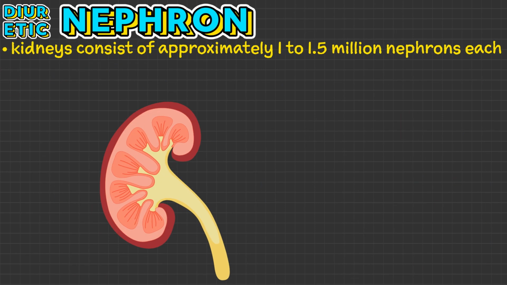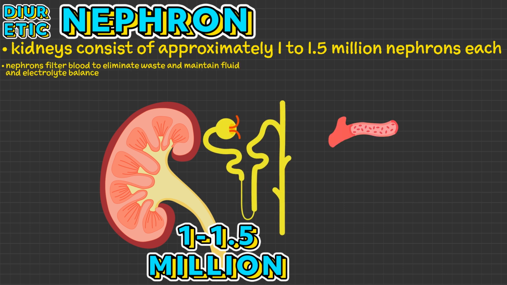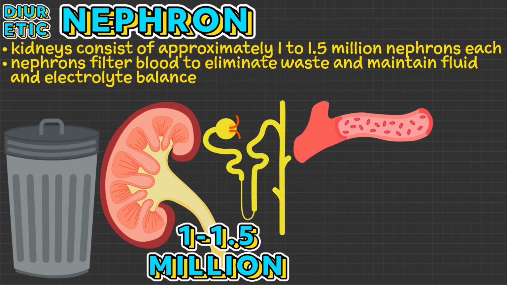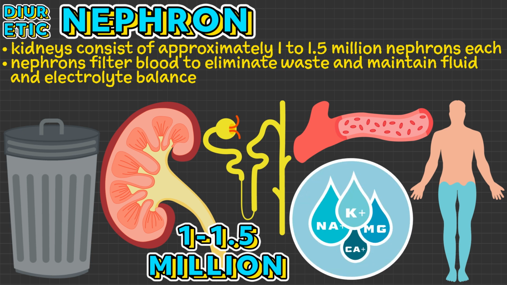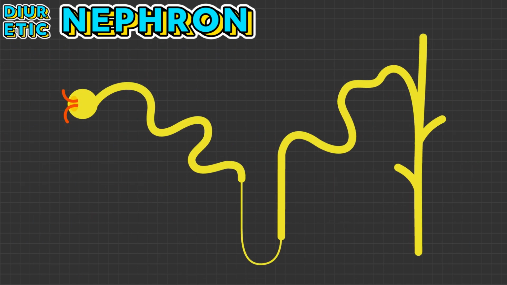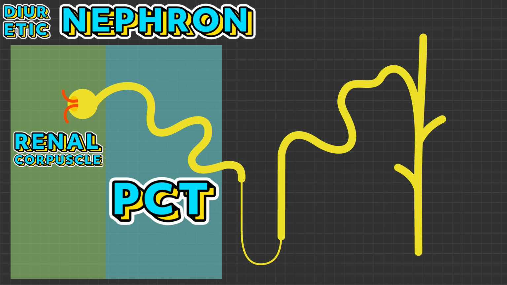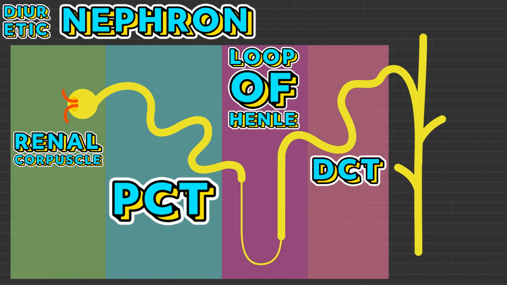The kidneys consist of approximately 1 to 1.5 million nephrons each. They filter blood to eliminate waste and maintain fluid and electrolyte balance within the body. The nephron has several segments, each with a unique role in this process. These include the renal corpuscle, the proximal convoluted tubule, or PCT, the loop of Henle, the distal convoluted tubule, or DCT, and the collecting duct.